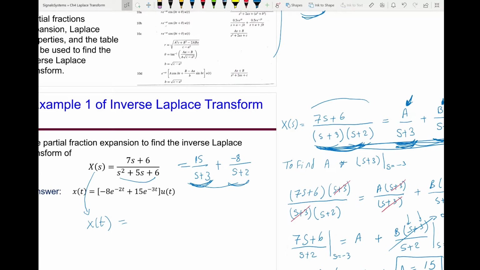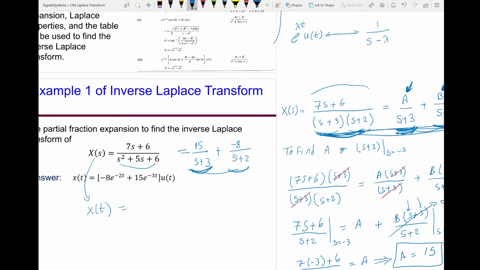So we're gonna use this one. Let me just write it here. e^(λt) u(t), it is s minus λ. So for this one, if I compare this with this one, here λ equals minus 3. And for this one, if I compare it with here, here λ equals minus 2.